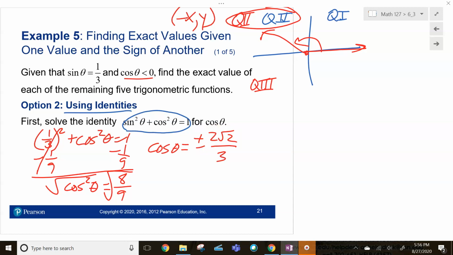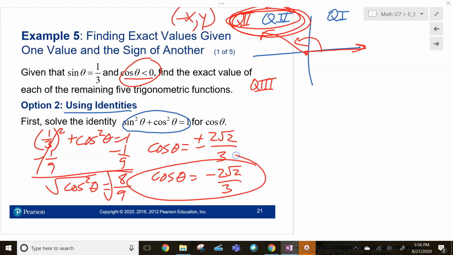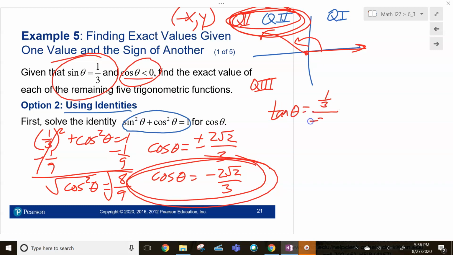Now, which one is it? Well, we already know cosine theta is negative. This thing's in quadrant 2. So I know my cosine has got to be the negative one. Alright, so now we got sine, we got cosine. Now we can do tangent, which is sine over cosine.